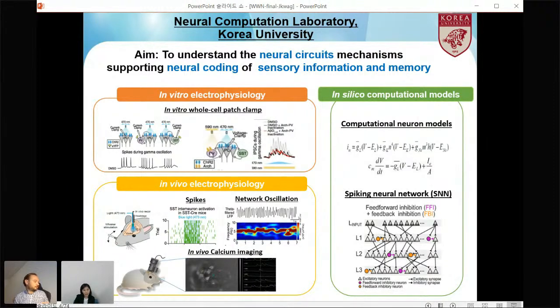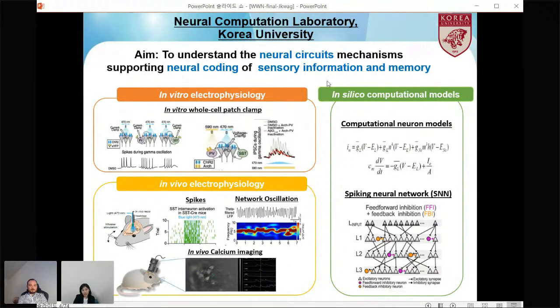So we use optogenetic methods as well to manipulate each type of neuron to see their contributions to generating spikes and synaptic currents. Also, recently we have been getting a lot of in vivo methodologies in the lab, including in vivo silicon probe recordings for recording single unit activities and network oscillations, and also calcium imaging using miniaturized microscopes to monitor ensemble activities of neurons during behavior.